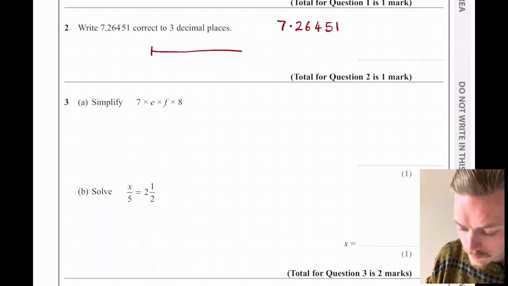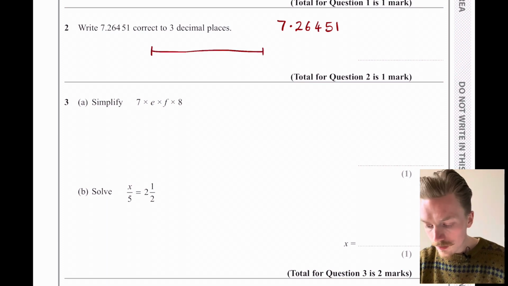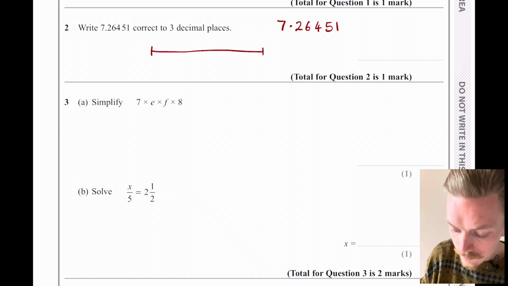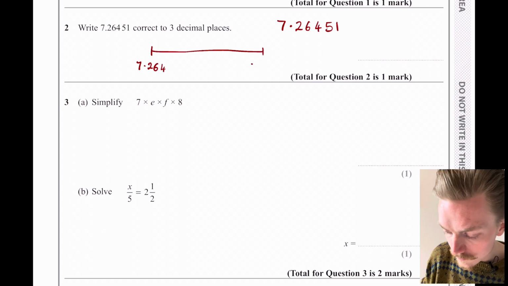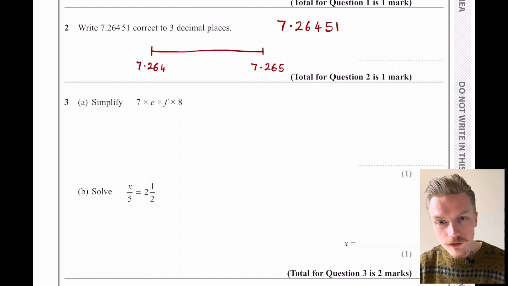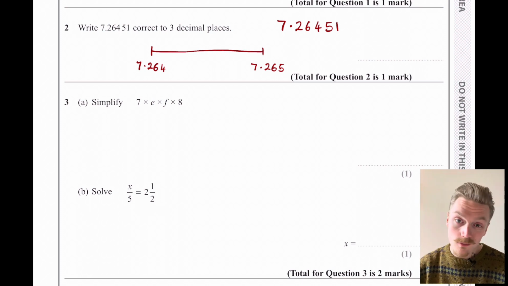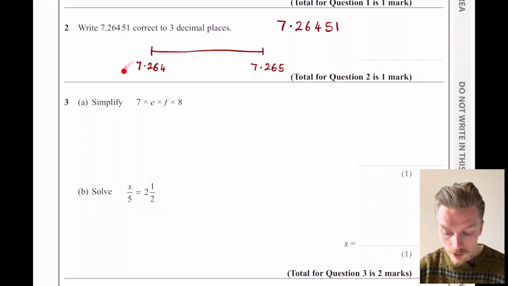If I quickly do a number line here, I know that the number I've got is somewhere in between 7.264 and 7.265. Those are the 2 numbers to 3 decimal places that my number's in between. And then we've just got to think, well, which one is it closer to? Is it closer to the lower end or closer to the higher end? Well, let's have a look.